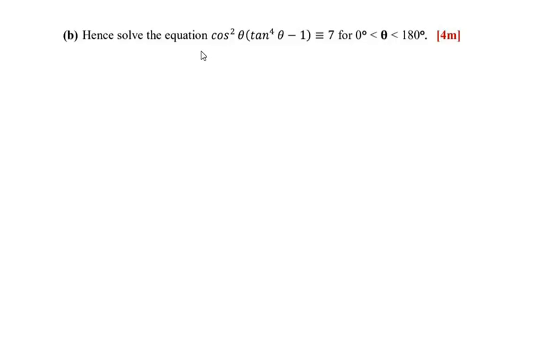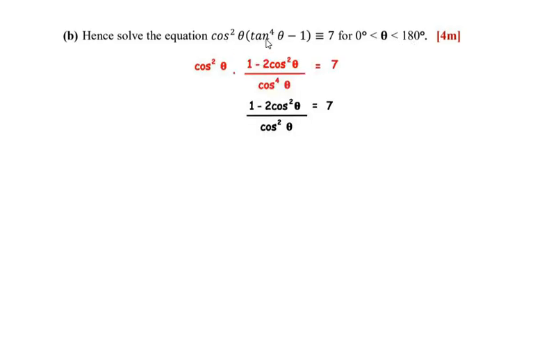Now solve the equation cos square theta times tan raised to 4 theta minus 1 is equivalent to 7 for 0 degrees is less than theta is less than 180 degrees. So here we have written this given equation as cos square theta times, now in place of tan raised to 4 theta minus 1, we have written the right hand side expression which we had got in part A of this question, that is 1 minus 2 cos square theta over cos to the power of 4 theta is equal to 7. Now we can cancel cos square theta from here and cos square theta from here.